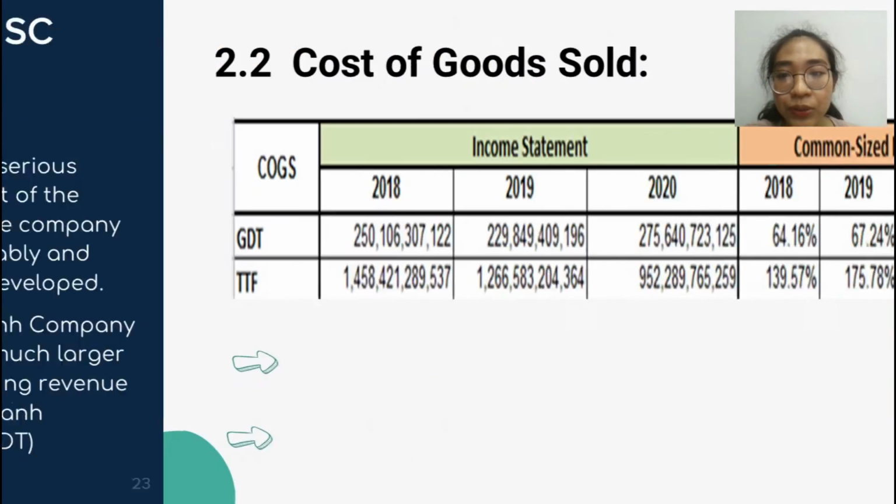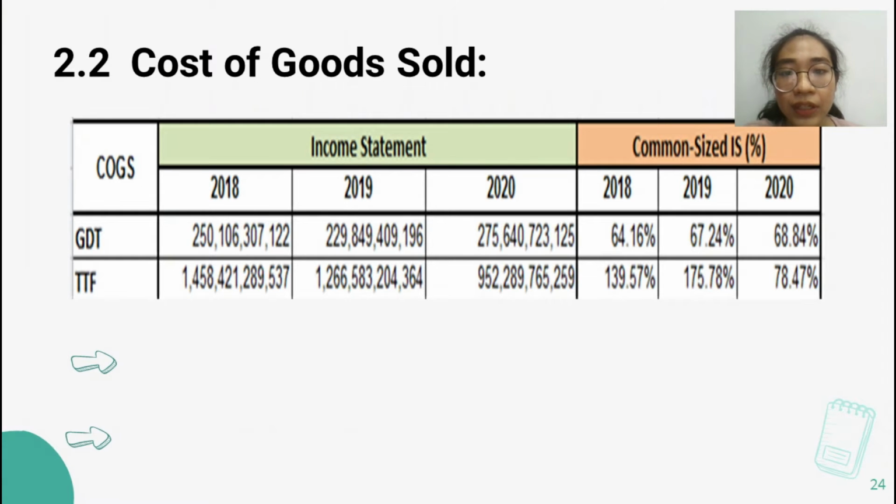Now we come to the cost of goods sold. It changed from year to year in value, but increased in the common-size income statement, and it reached 275.64 billion in 2020, increased from 64.16% to 68.84% of total sales. The cost of goods sold fluctuated in the period, slightly decreased, and then dramatically increased in 2020.